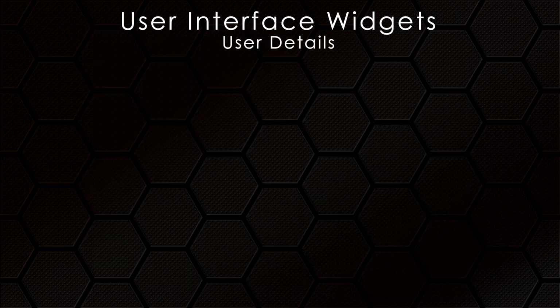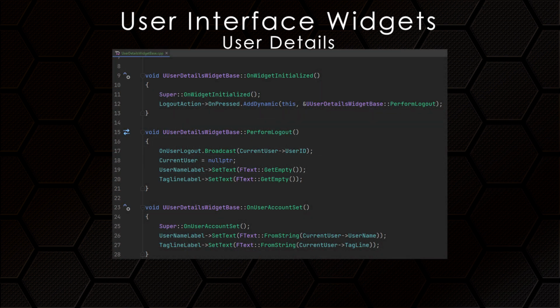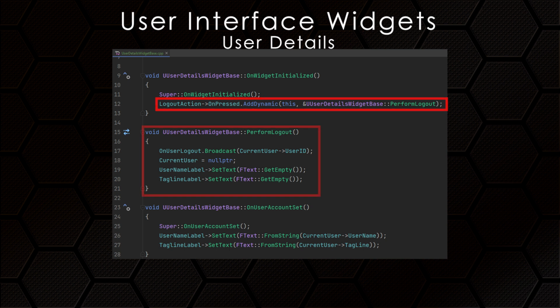The Details widget is used to display the currently logged in user's information. We have widgets for displaying the username and tagline, and in addition to this, a button to allow the user to choose to log out. As before, the button's onPressed event is hooked up in onWidgetInitialized to a function performLogout.